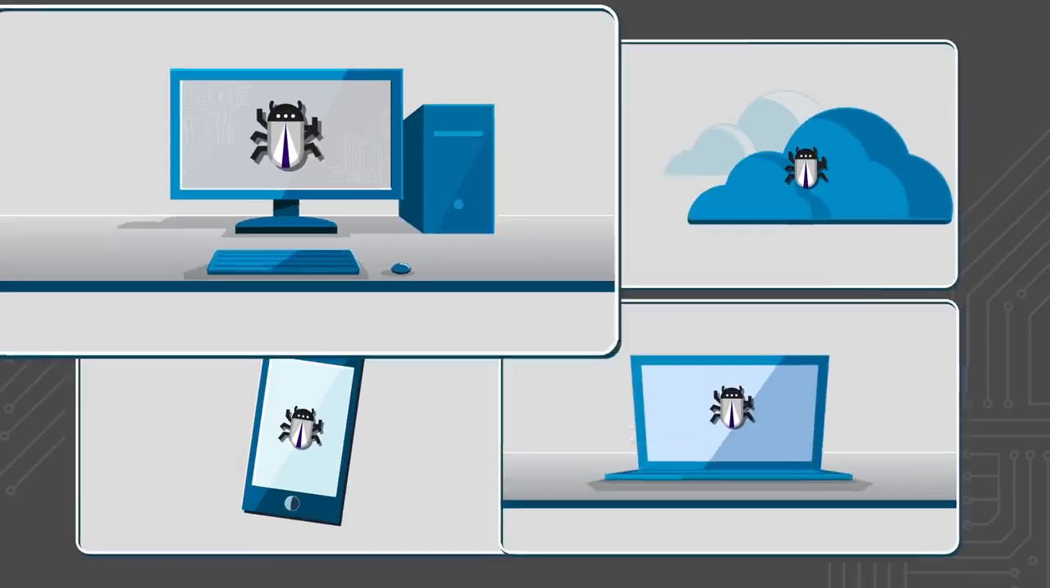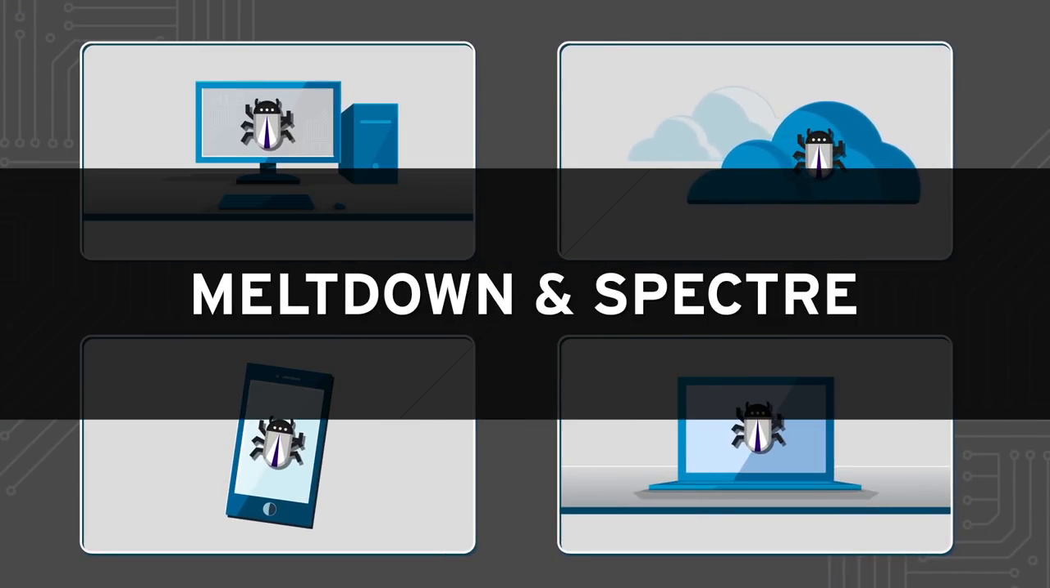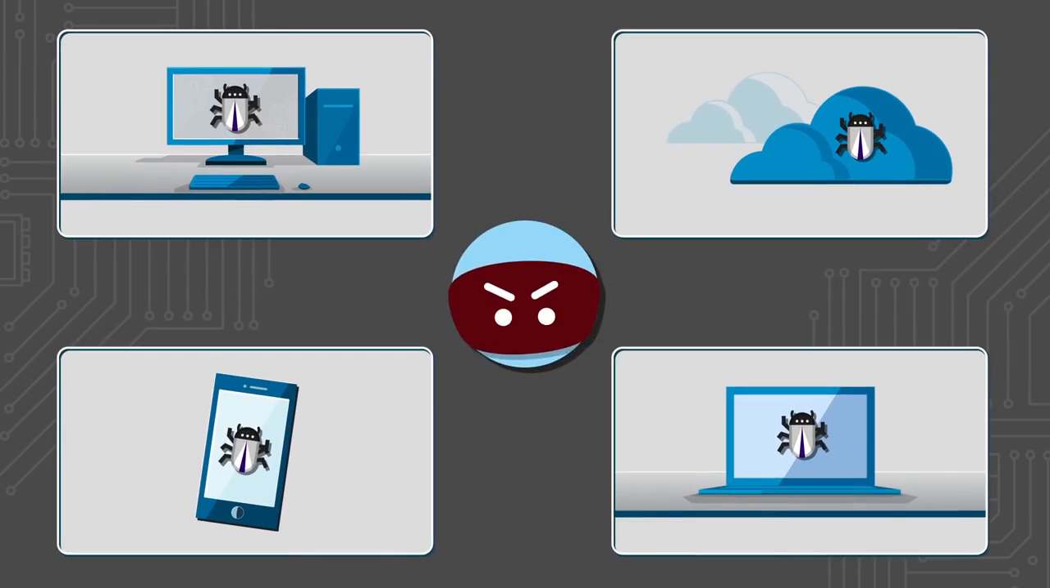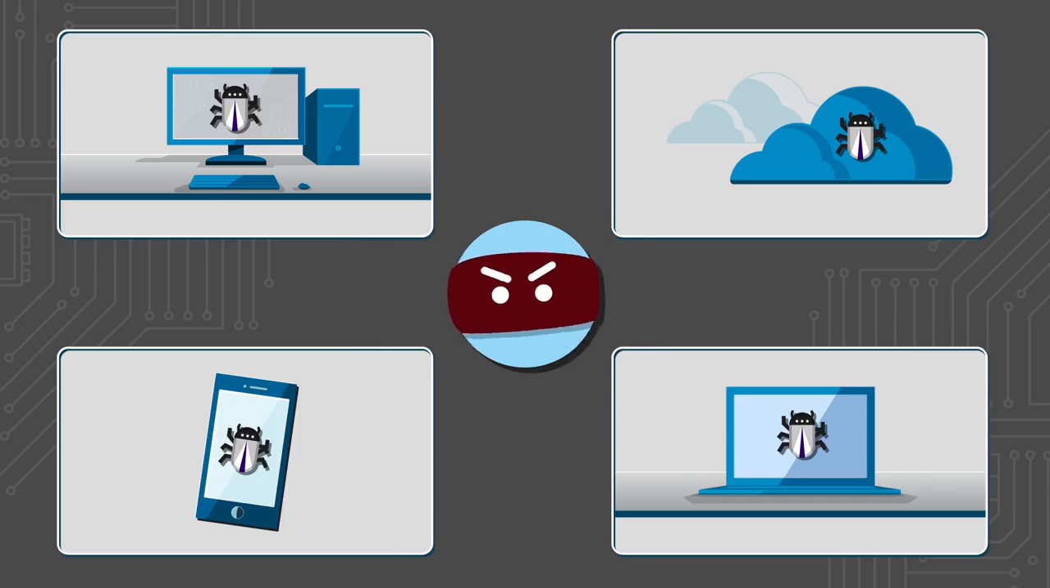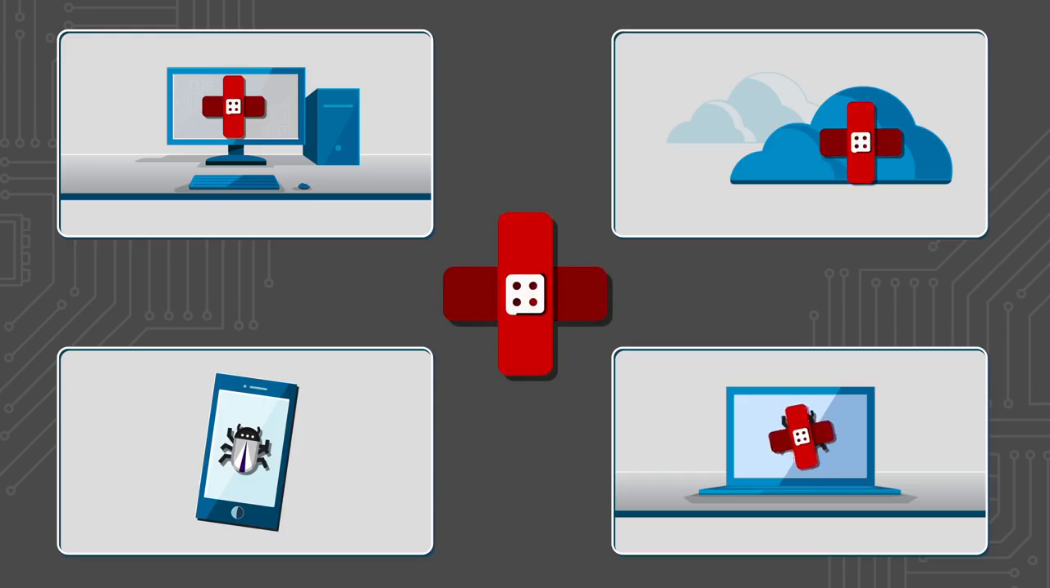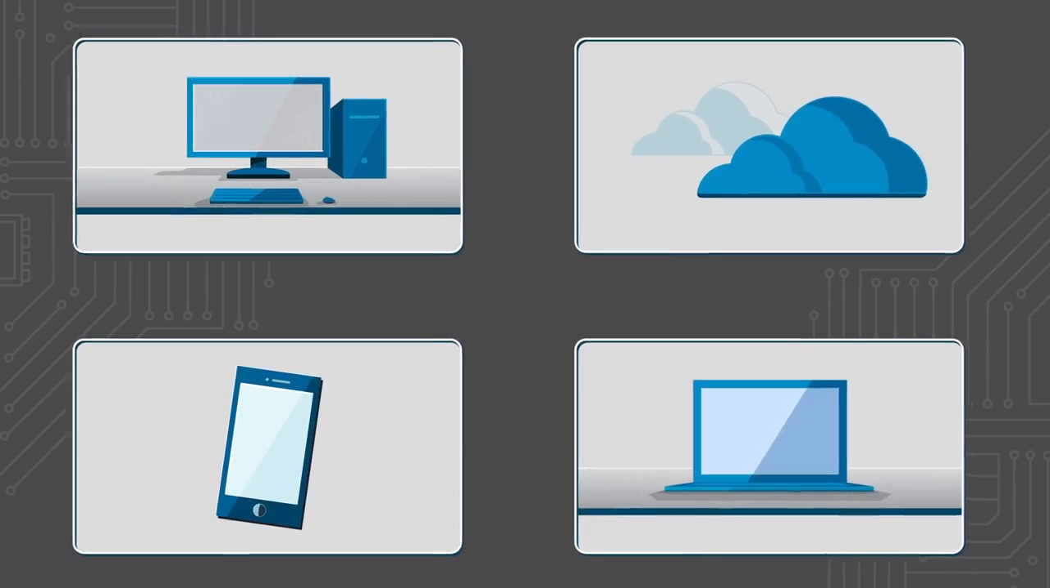You've probably heard about security issues called Meltdown and Spectre that allow cyber criminals to steal sensitive information from almost any computer, mobile device, or even from the cloud. Sounds scary, right? The good news is patches have been created to protect many affected systems and products, and efforts are underway to update others.